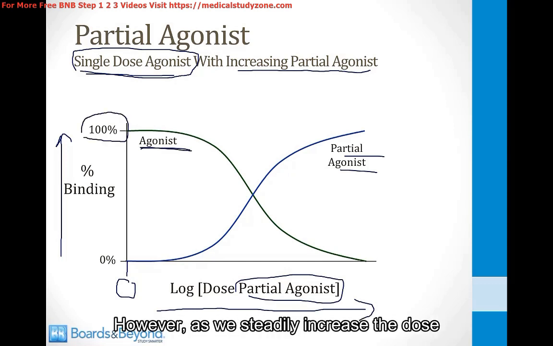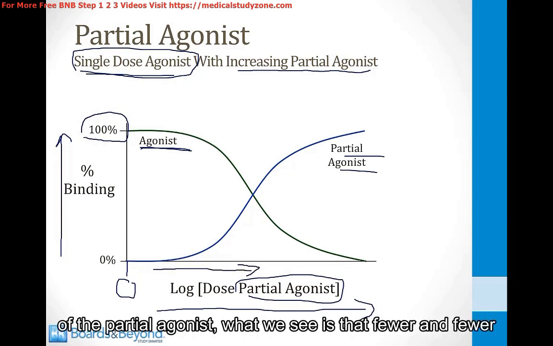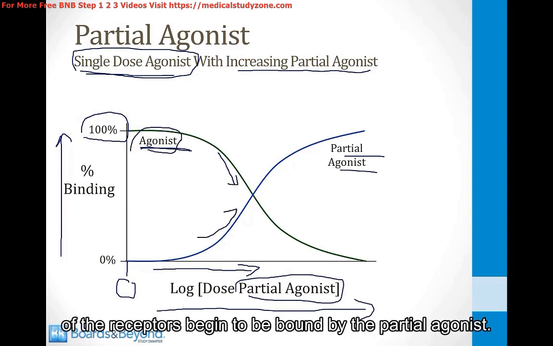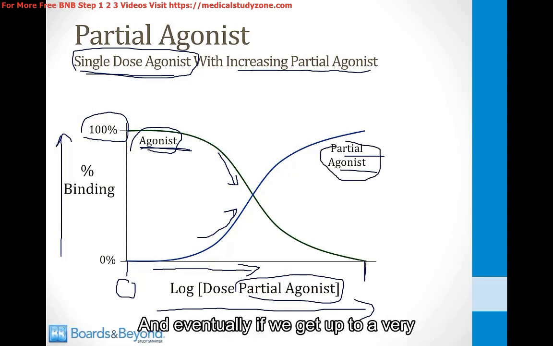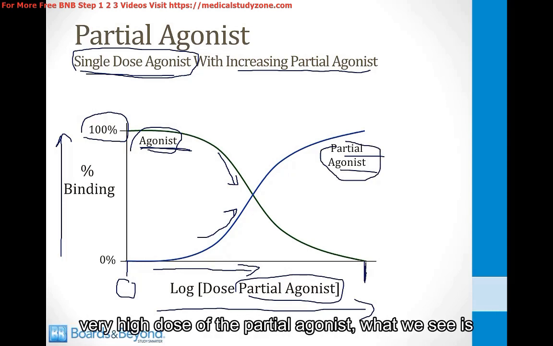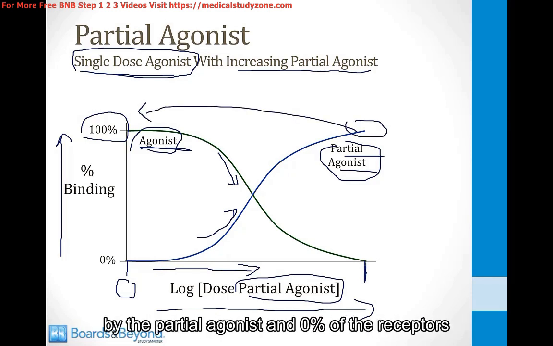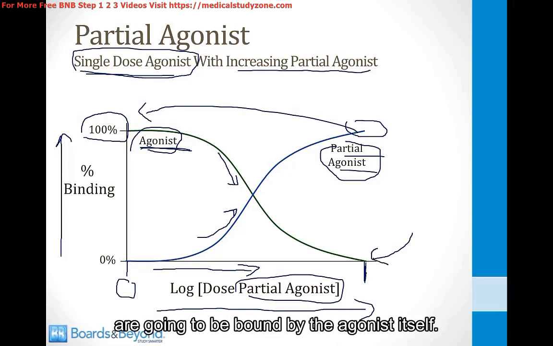However, as we steadily increase the dose of the partial agonist, what we see is that fewer and fewer of the receptors are bound by the agonist, and more of the receptors begin to be bound by the partial agonist. And eventually, if we get up to a very, very high dose of the partial agonist, what we see is that 100% of the receptors are going to be bound by the partial agonist, and 0% of the receptors are going to be bound by the agonist itself.